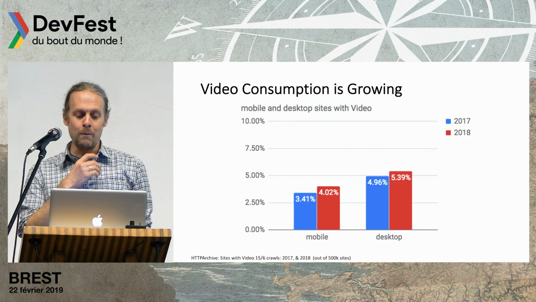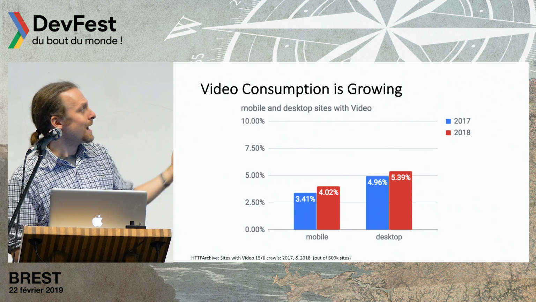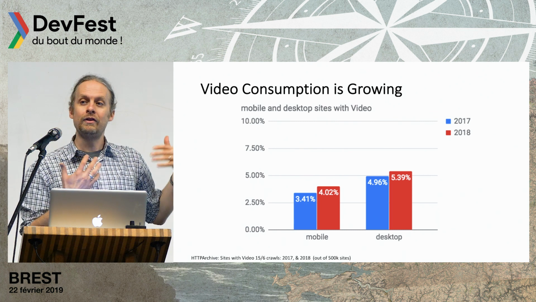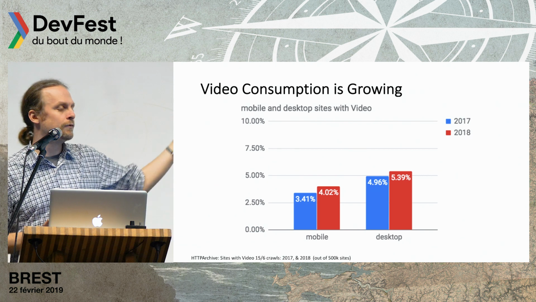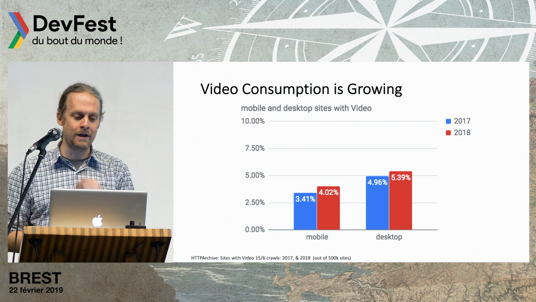So using this data, what we find is not a lot of these web pages have video, but the use of video is increasing by about a percentile a year. So it's 4% on mobile, 5% on desktop.